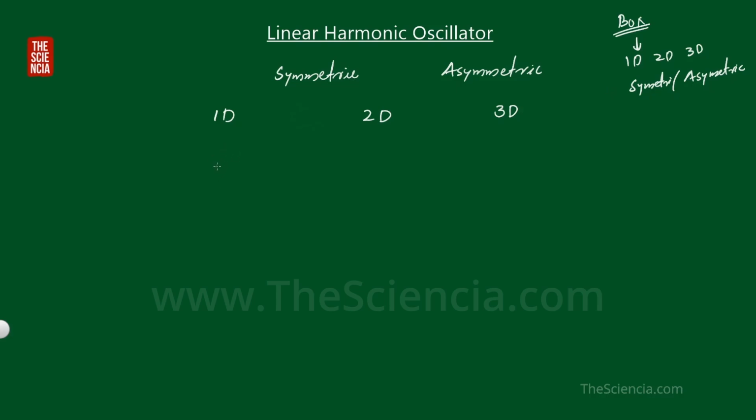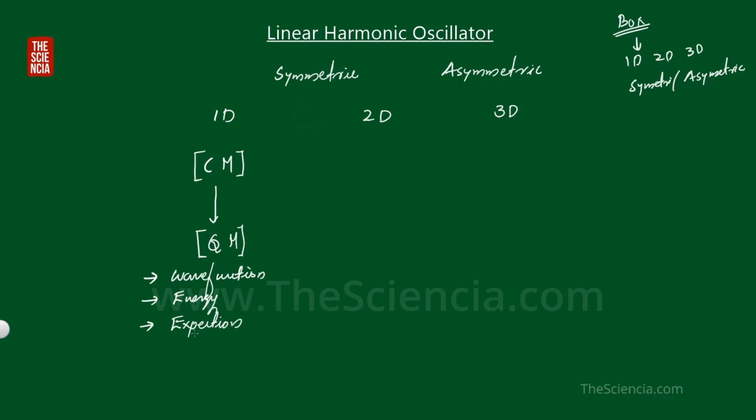So first, I will discuss the 1D linear harmonic oscillator in classical mechanics, so you will get a real idea about the oscillator. Then we will extend these ideas to quantum mechanics. Then we will discuss the wave function of 1D LHO and energy of 1D LHO, and then the expectation value of particle in different states, and the ladder operators.